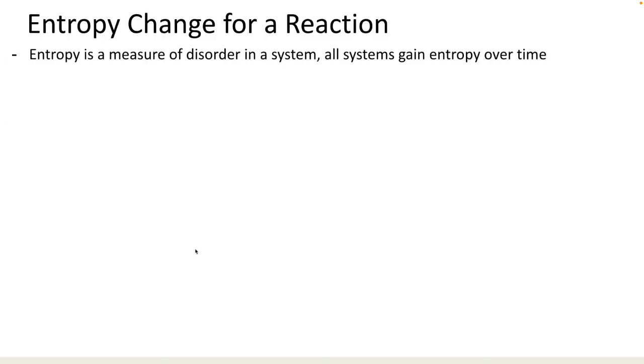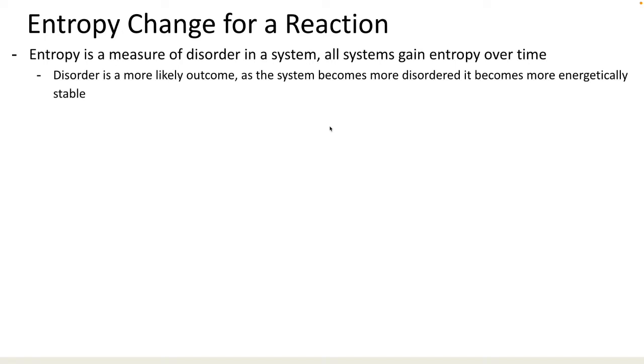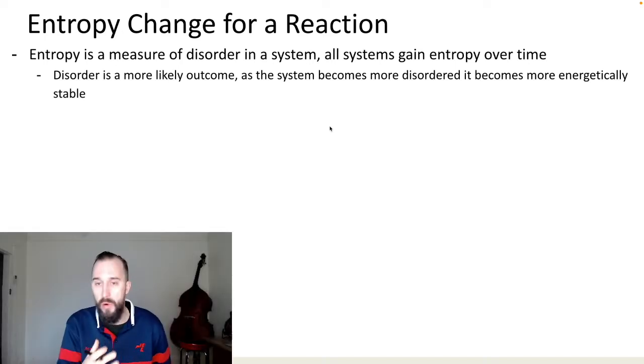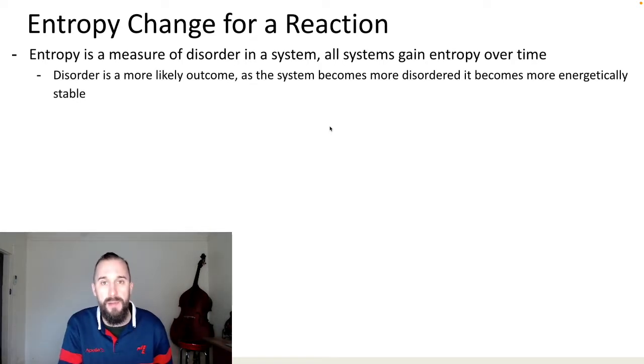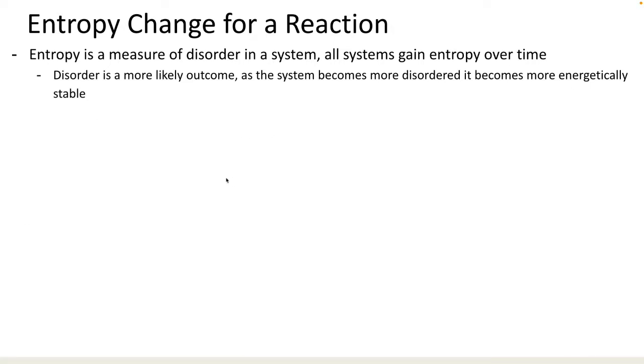So, we've been saying again and again that entropy is a measure of disorder in a system. All systems gain entropy over time because this is a more likely outcome. We've been exploring this in the last couple of videos, seeing that disordered outcomes are statistically more likely to occur than ordered outcomes. So over time, entropy will always increase. Disorder is a more likely outcome, and as the system becomes more disordered, it becomes more energetically stable.